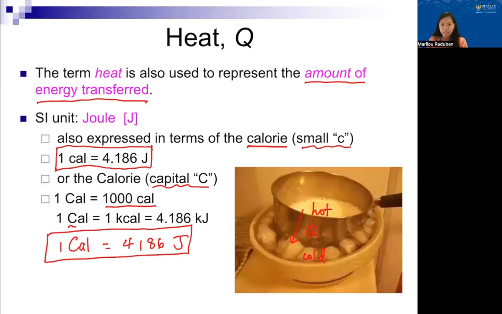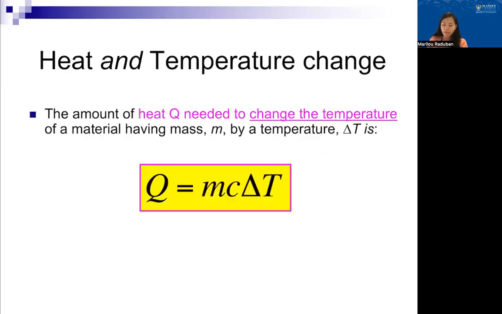And so mathematically, we can see here from this illustration that heat, Q, is related to the change in temperature, because when energy or heat is transferred from hot to cold, the temperature of the hot object will change, and the temperature of the cold object will change as well. And the relationship between the heat transferred and the change in temperature is given by this equation. Q is equal to m times c times delta T.